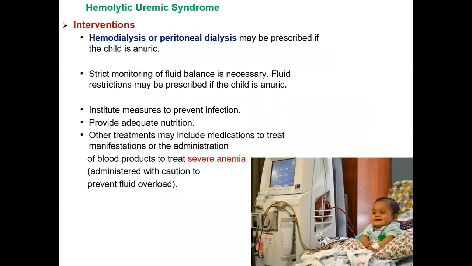Now, what are the interventions? This cute boy has hemolytic anemia and needs dialysis because of kidney failure. Hemodialysis or peritoneal dialysis may be prescribed if the child is anuric, and strict monitoring of fluid balance is necessary. Fluid restriction may be prescribed if the child is anuric. Institute measures to prevent infection and provide adequate nutrition. Other treatment may include medication to treat manifestations or administration of blood products to treat severe anemia.